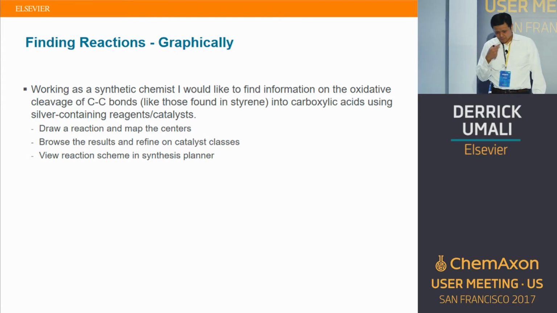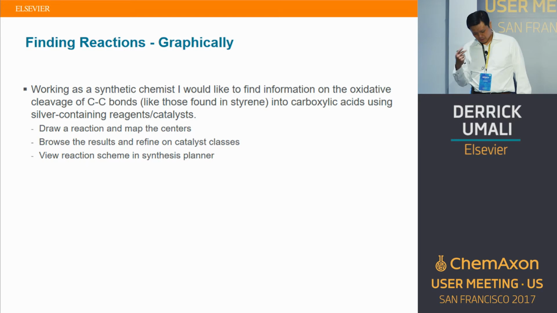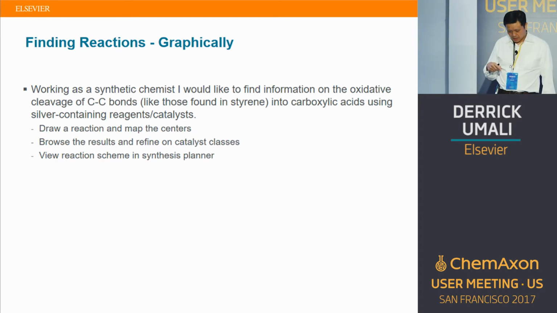Another example is finding reactions graphically. I'm working as a chemist. I'm trying to find an oxidative cleavage of a carbon-carbon double bond, like styrene, into carboxylic acid, which is really a transformation search, using certain reagents and catalysts, right?